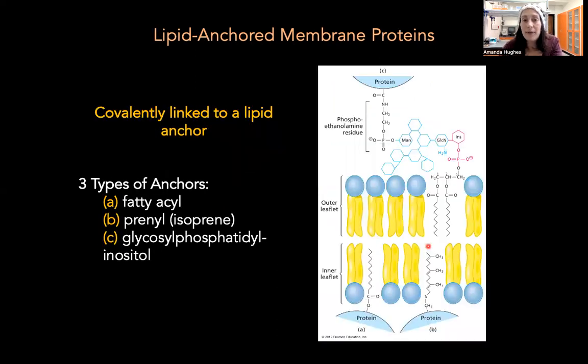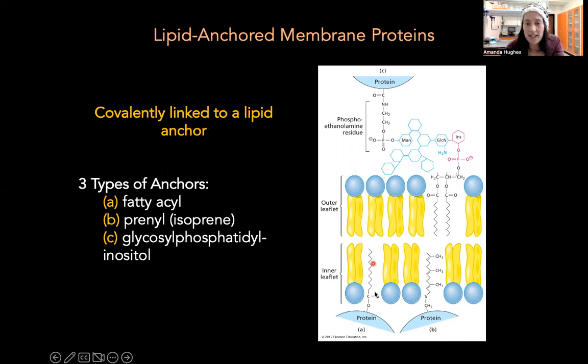And lastly, the lipid anchored proteins. There are three types of lipid anchors you can find: fatty acids, prenyl, which is also isoprene, and then the phospholipids. Essentially, I would just call it a phospholipid. That will be easier to remember. So here's an image that shows those three.